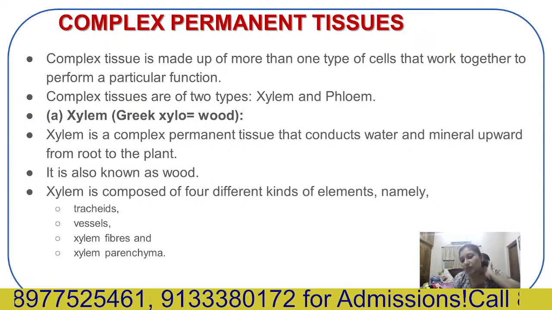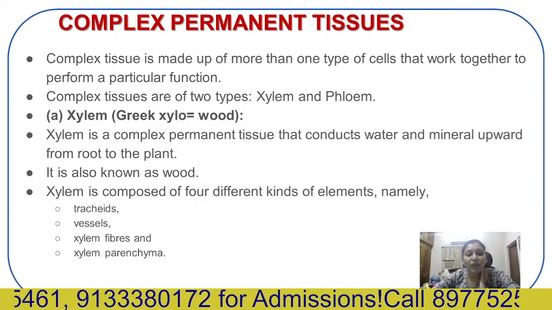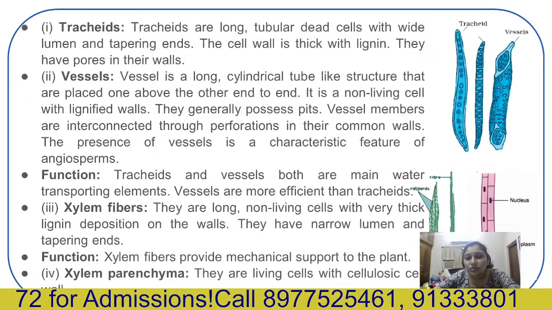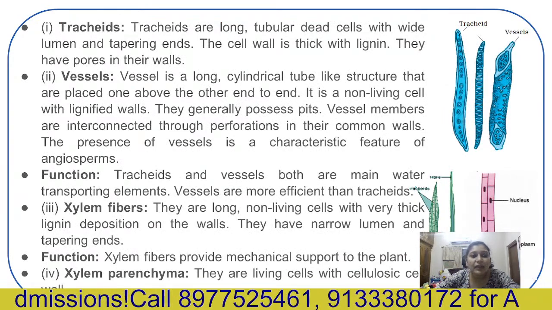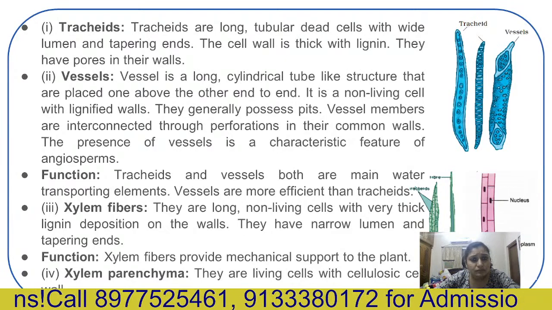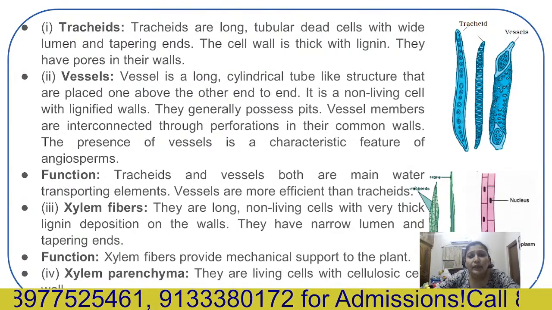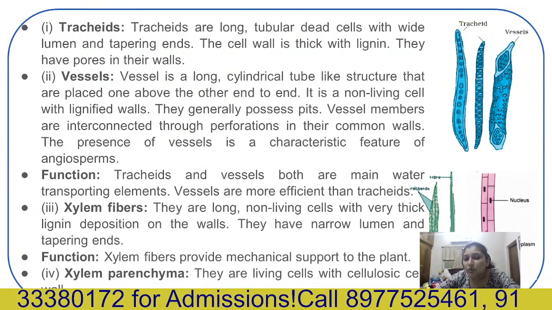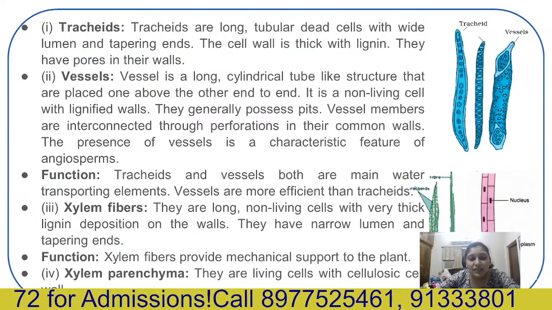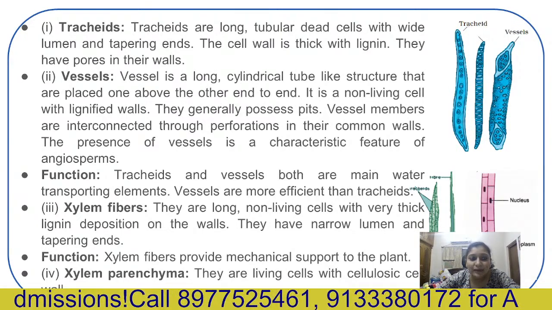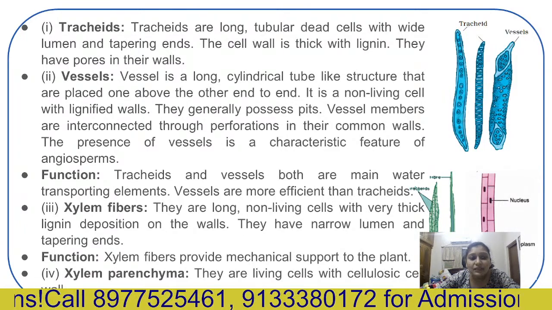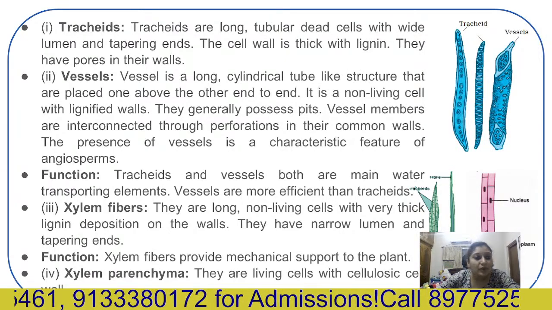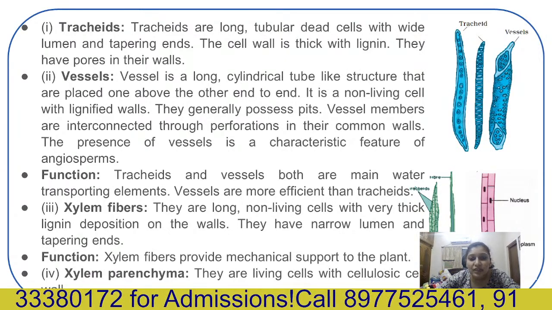Xylem is composed of 4 different kinds of elements, namely tracheids, vessels, fibers, and parenchyma. Tracheids are long tubular dead cells with wide lumen and tapering ends. The cell wall is thick with lignin and they have pores in their walls. Remember, a vessel is a long cylindrical tube-like structure placed one above another, non-living, lignified, generally possessing pits. Vessel members are interconnected through perforations in their common walls.